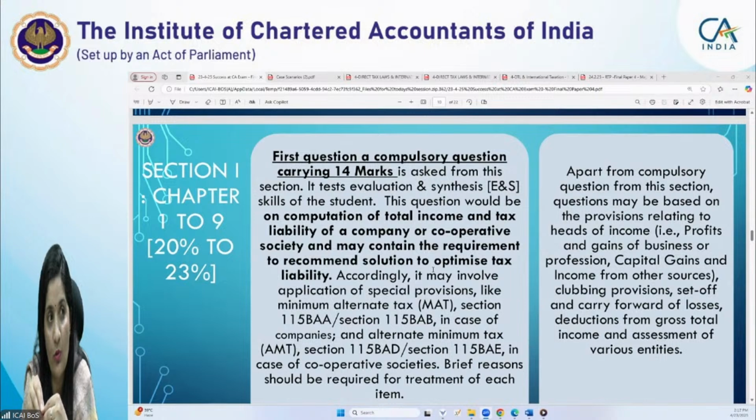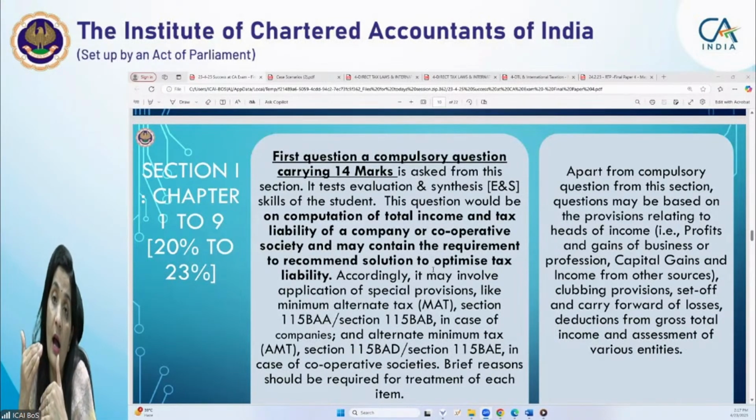Please learn those provisions. What exemptions are available under BAA and BAB? What deductions are not allowed under BAB and BAA? What are the rates of taxes? Because different rates of taxes are levied in respect of manufacturing industries, only 22% rate. And then your surcharge is fixed at 10%. You have to keep in mind surcharge is also applicable. MAT is not applicable when you are paying tax under section 115 BA and BAB.